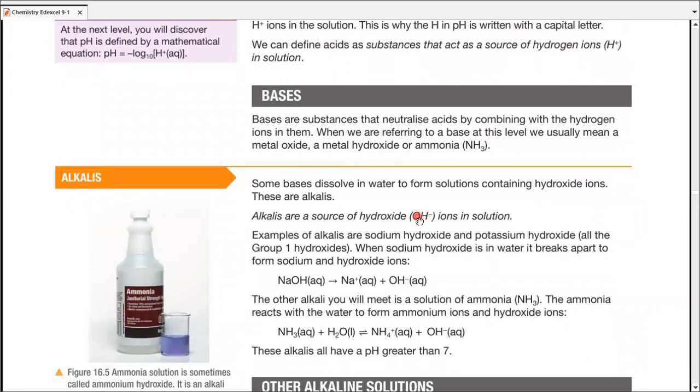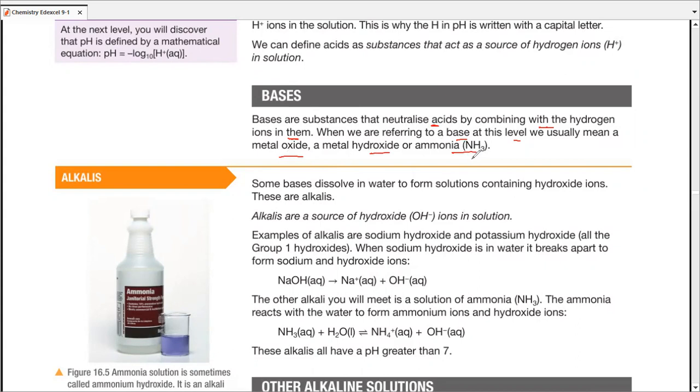Next up are bases. A base is any substance that can neutralize an acid by combining with the hydrogen ions in it. When we refer to a base at this level, we usually mean a metal oxide, a metal hydroxide, or maybe ammonia in solution in water.